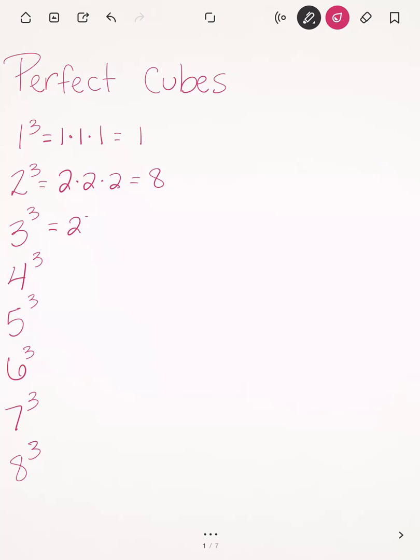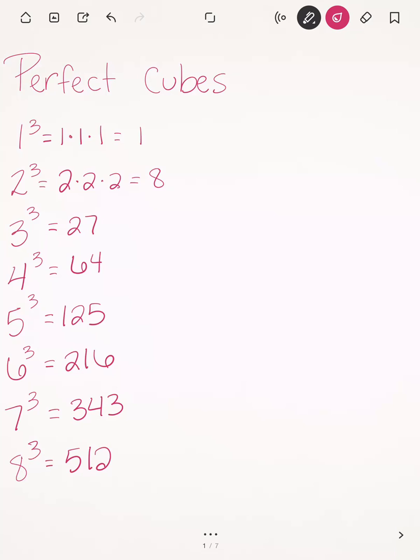3 cubed would be 27. 4 cubed is 64. 5 cubed is 125. 6 cubed is 216. 7 cubed is 343. And last but not least, 8 cubed gives me 512.